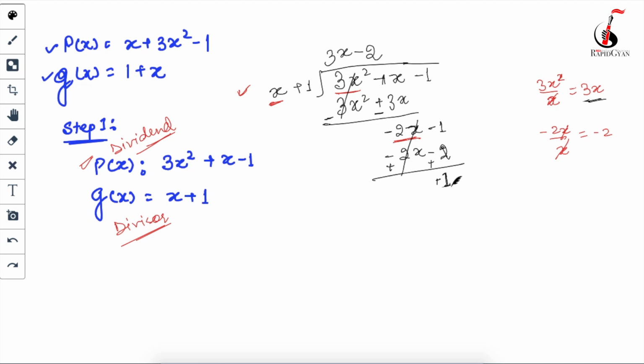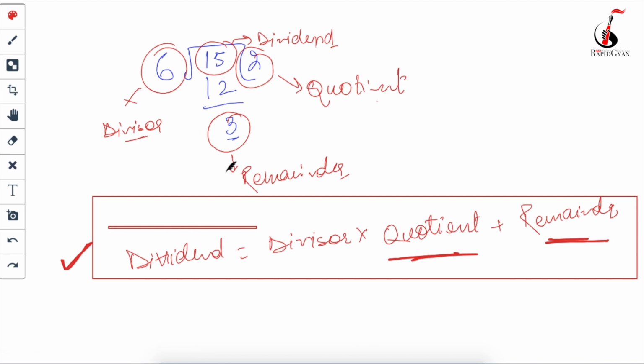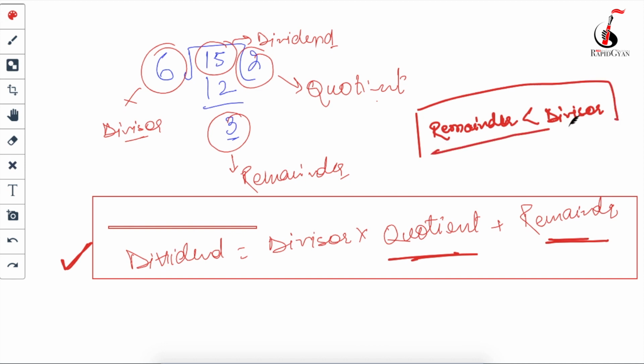So that's it. Now how will we say that this is your remainder? What is the criteria in case of polynomials to say that this is the remainder? Because we know in this case that your remainder should always be less than your divisor. Your remainder should always be less than your divisor, correct? This is the condition which we have studied. So what is the condition in case of polynomials?